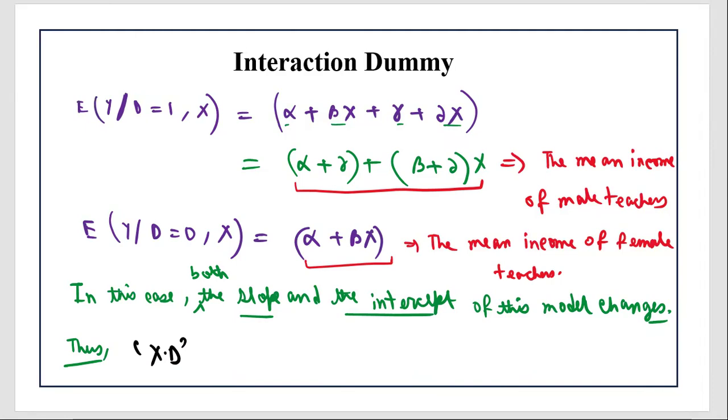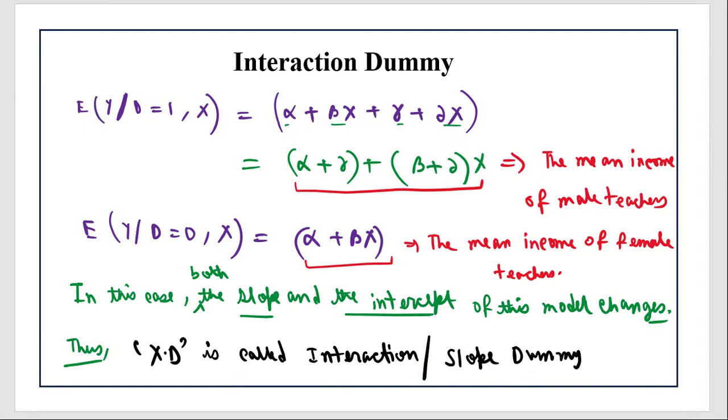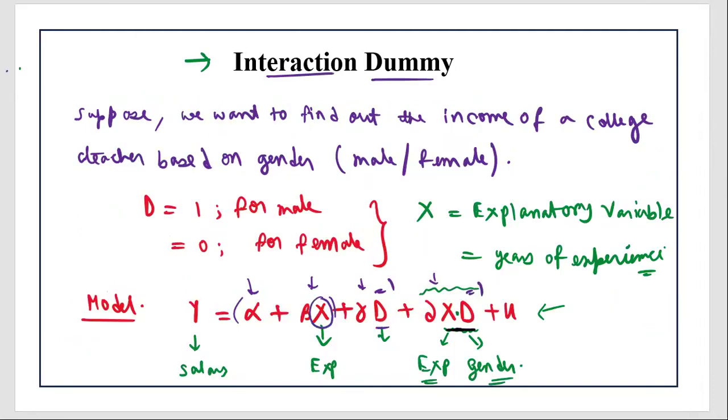Thus, this term xd is called the interaction dummy or the slope dummy. So see, this is the term that we have talked about. This is the interaction of experience and gender. One is a quantitative variable, one is a qualitative variable. We are trying to find out the interaction, right?